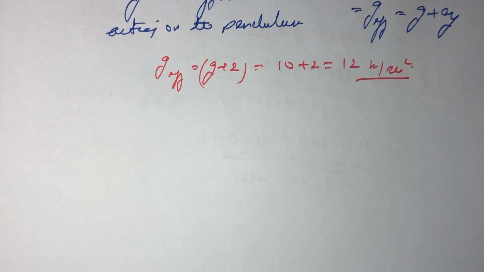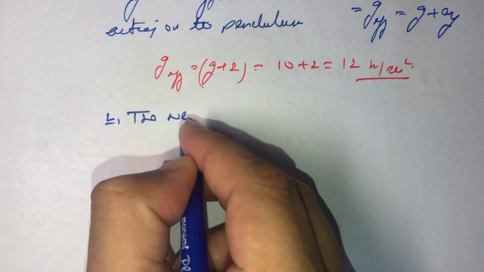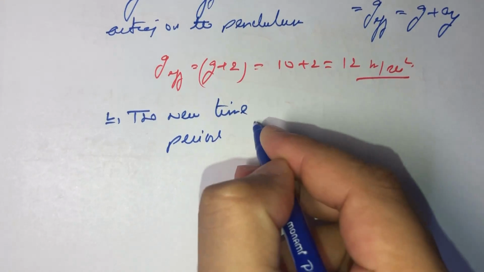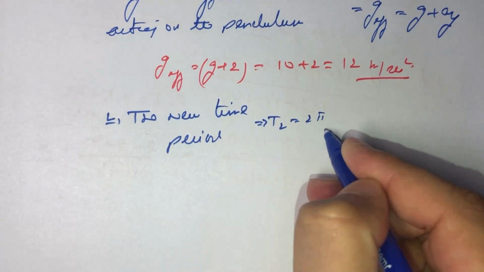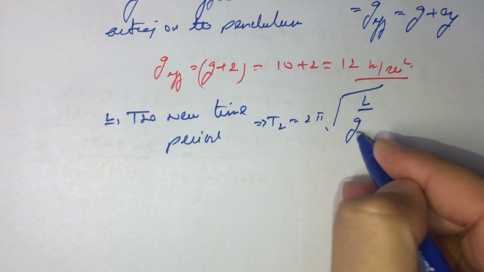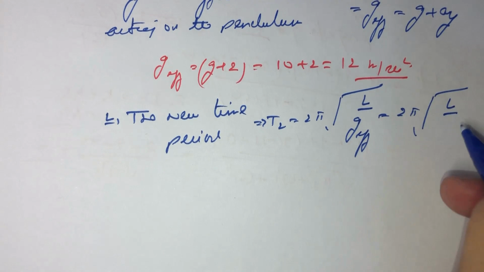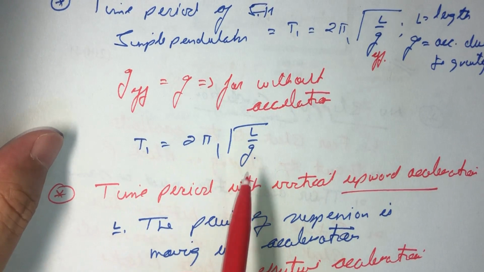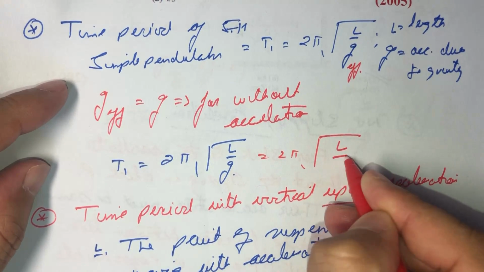So the new time period, that is t2, will be equal to 2 pi square root of L upon g effective, which becomes 2 pi square root of L upon 12. We already have t1 as 2 pi square root of L upon g, and this will be equal to 2 pi square root of L upon 10.